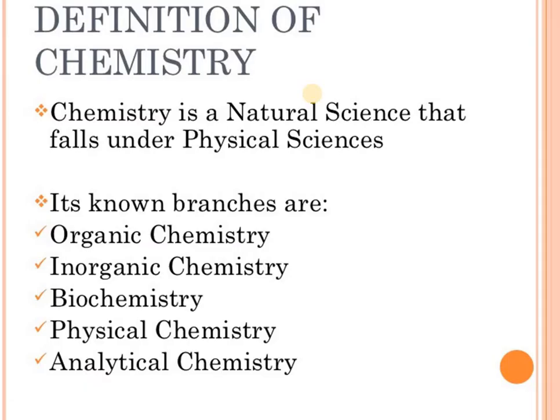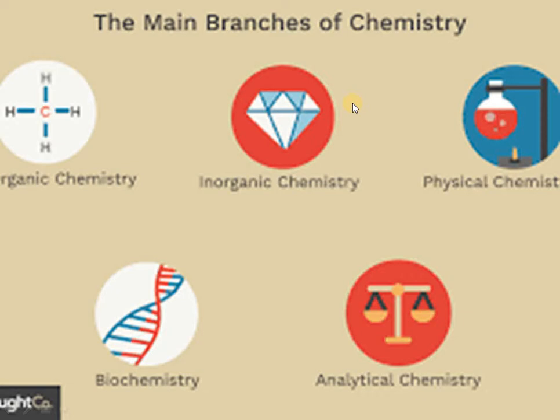So first, the basic thing we should know about chemistry: the branches of chemistry. Chemistry is a natural science that falls under physical science and is based on observation and experimentation. Basically the branches are organic, which deals with hydrocarbons; inorganic, which deals with inorganic compounds; biochemistry, dealing with the biological aspects of chemistry; physical, related to structure, properties, and thermodynamics; and analytical, the identification and confirmation of a particular cation or anion. So the main branches we have discussed already.